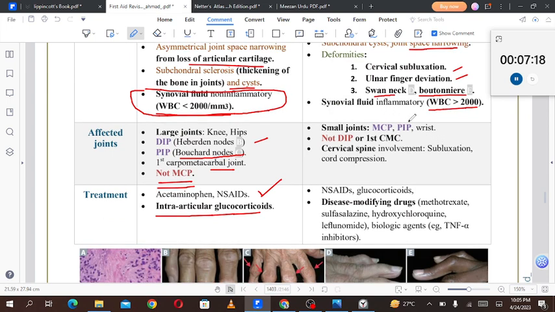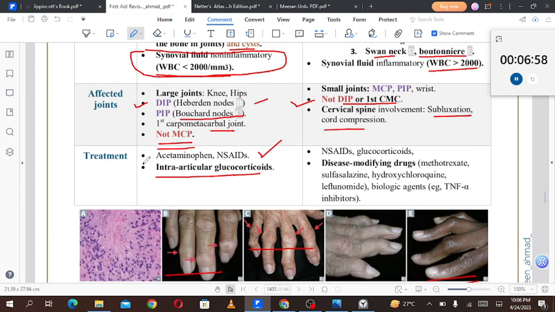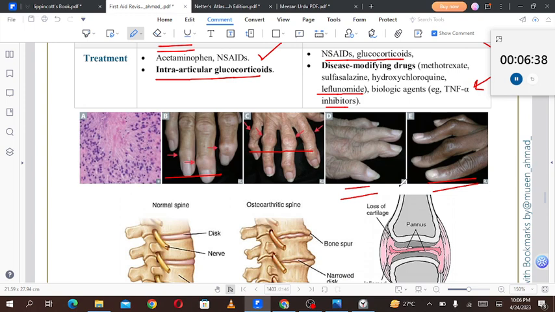Small joints are involved: metacarpophalangeal joint, proximal interphalangeal joint, and wrist joints. Note, not the distal interphalangeal or first metacarpal. The distal interphalangeal joints are spared in rheumatoid arthritis, while in osteoarthritis they are involved. Cervical spine involvement, subluxation, and cord compression will also be found. Treatment is with NSAIDs and glucocorticoids, and disease modifying drugs, for example methotrexate, sulfasalazine, hydroxychloroquine, and leflunomide. Biologic agents, for example tumor necrosis factor alpha inhibitors, can also be given for rheumatoid arthritis. I guess it is infliximab, that is a TNF alpha inhibitor.